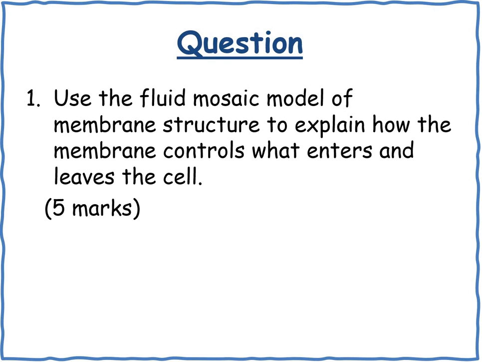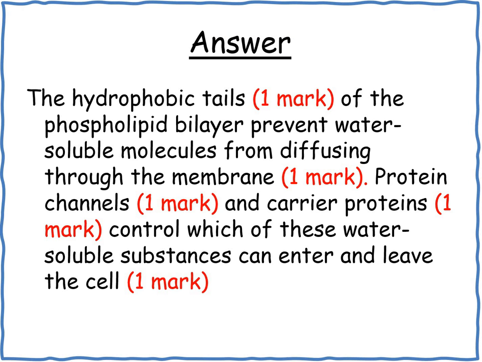So if you got given a question like this, use the fluid mosaic model of membrane structure to explain how the membrane controls what enters and leaves the cell, it was worth 5 marks. Here would be the answers you would give. The hydrophobic tails of the phospholipid bilayer prevent water-soluble molecules from diffusing through the membrane. Protein channels and carrier proteins control which of these water-soluble substances can enter and leave the cell.